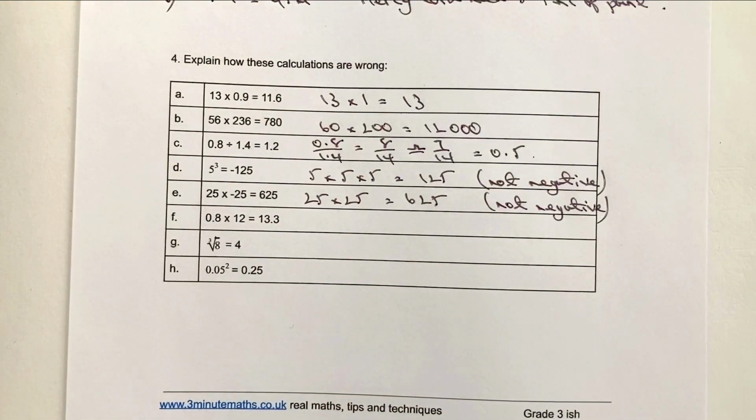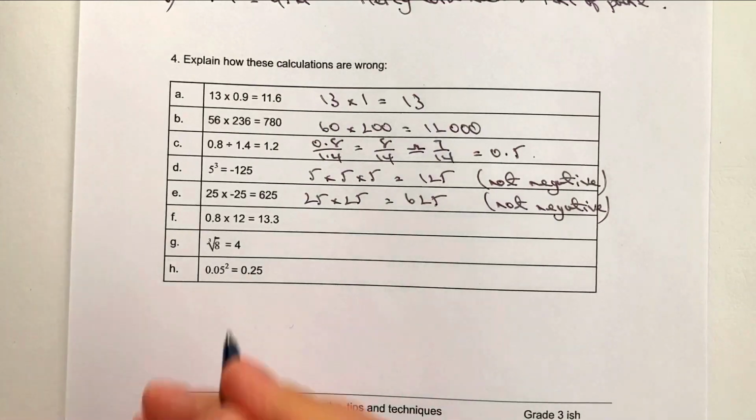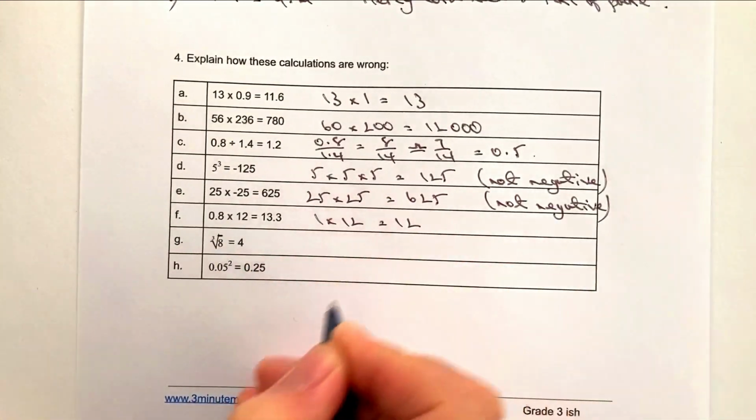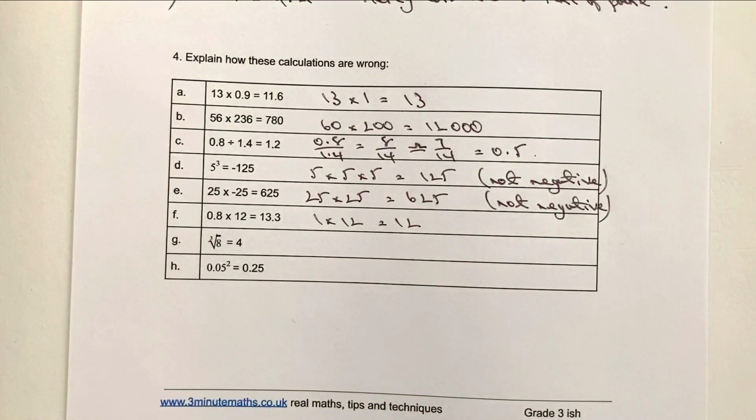Okay, let's have a look at F then. So again, I'm going to use estimation skills. I'm going to say, well, that's really close to 1 times 12, which is 12. So 13.3 is too much.